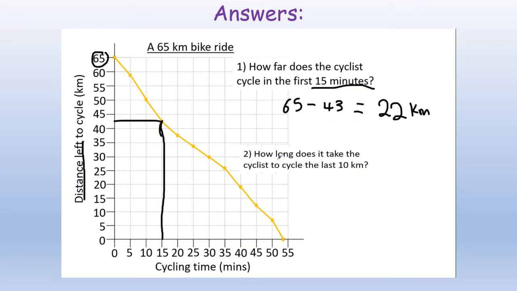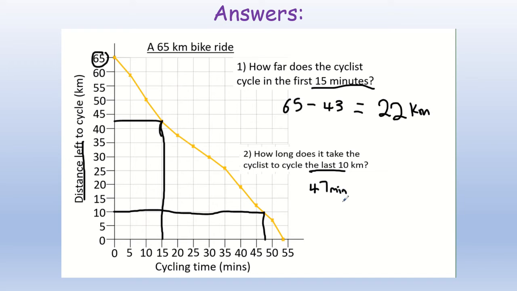So let's take a look at question 2. How long does it take the cyclist to cycle the last 10 kilometres? Now, this is distance left, so the last 10 is down here. So this time we're going across this way until we hit the chart, which is around here. Again, this time it's between 45 and 50. So I think that will be about 47 minutes.